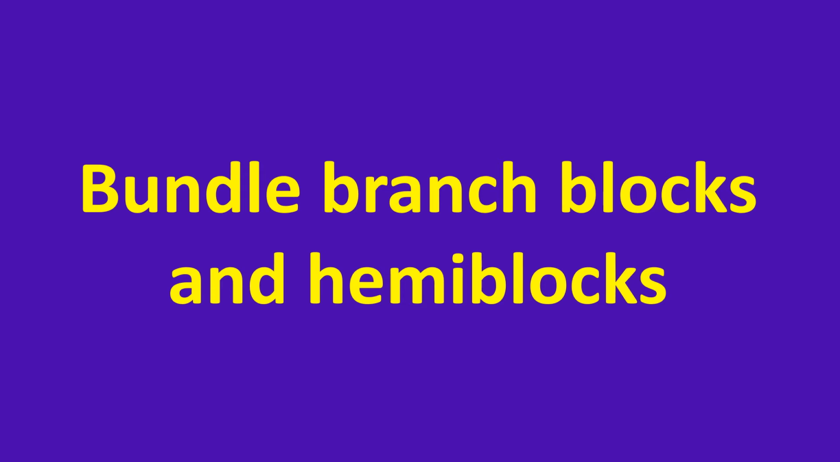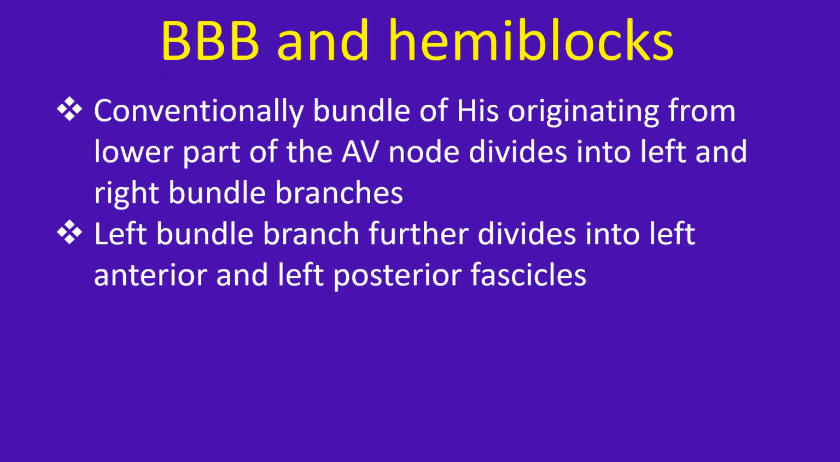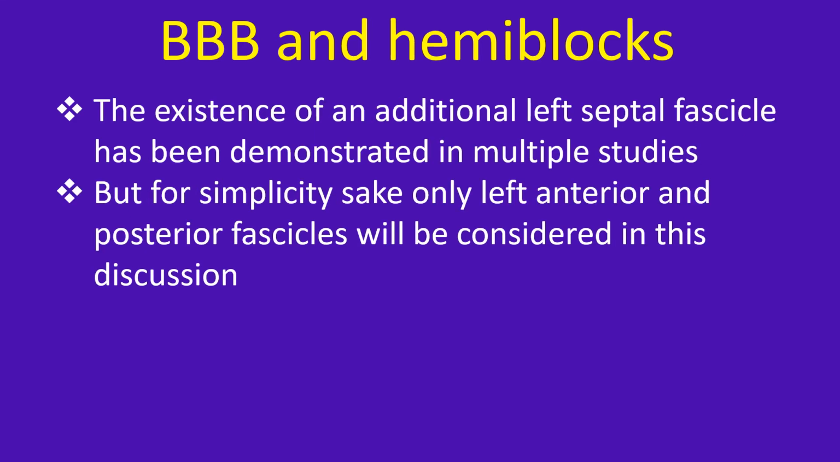Moving on to bundle branch blocks and hemiblocks. Conventionally, bundle of His originating from lower part of the AV node divides into left and right bundle branches. Left bundle branch further divides into left anterior and left posterior fascicles. The existence of an additional left septal fascicle has been demonstrated in multiple studies, but for simplicity's sake, only the left anterior and posterior fascicles will be considered in this discussion.